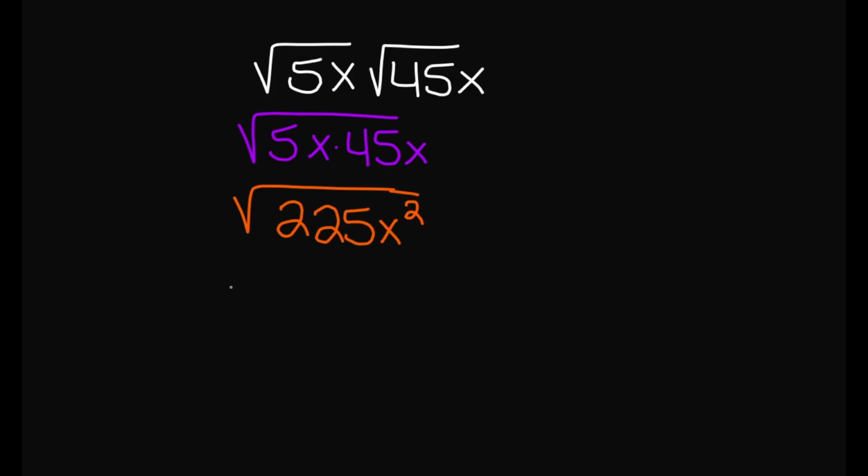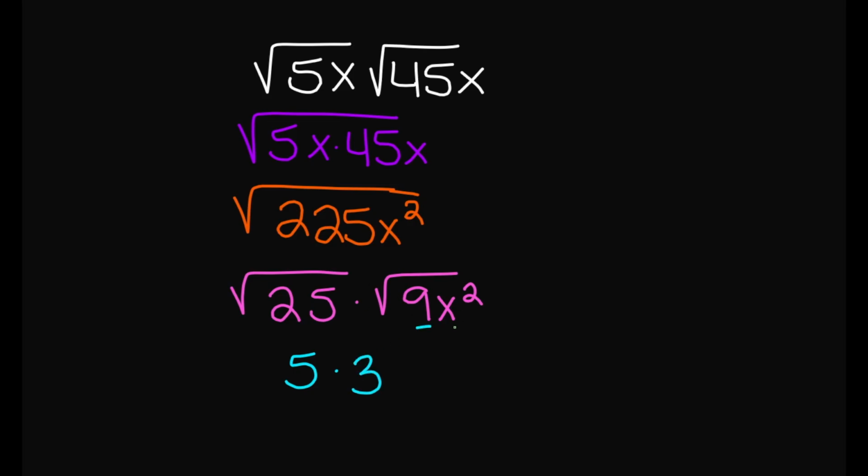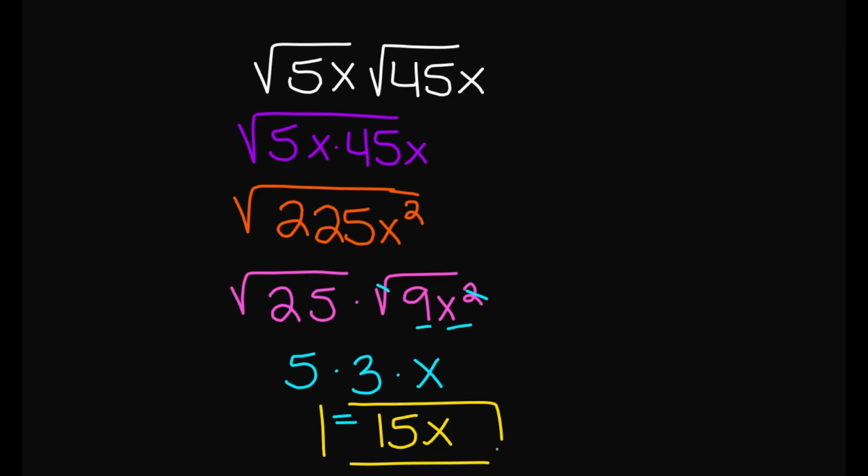Now we're going to separate this and simplify. We are going to get the square root of 25 times the square root of 9x squared. The square root of 25, this is going to equal 5. And then times the square root of 9, this is going to equal 3. But then don't forget the square root of x squared, the 2's are going to cancel out. You'll just be left with x. And when you combine everything, 5 times 3 times x, this is going to give you 15x.